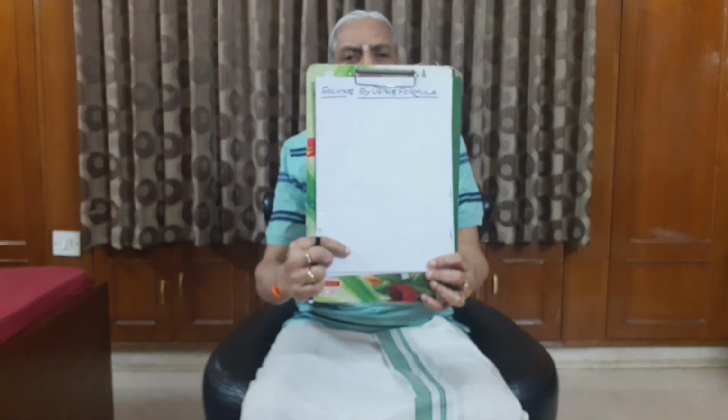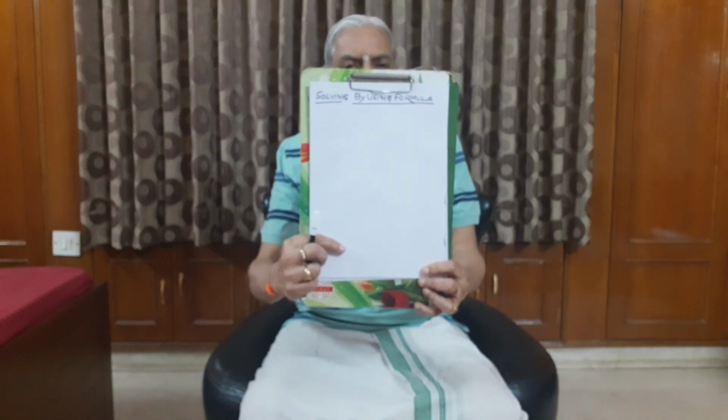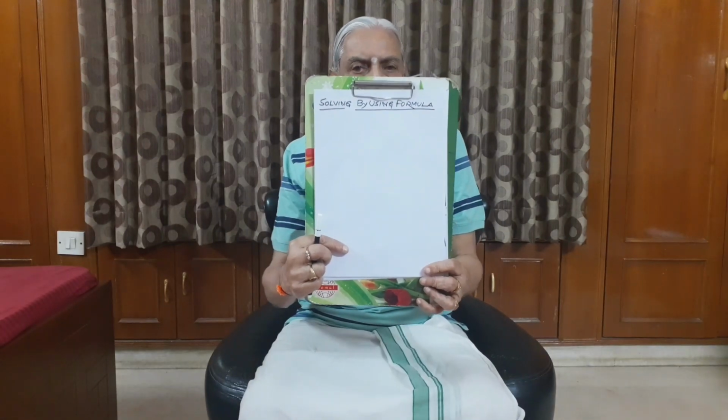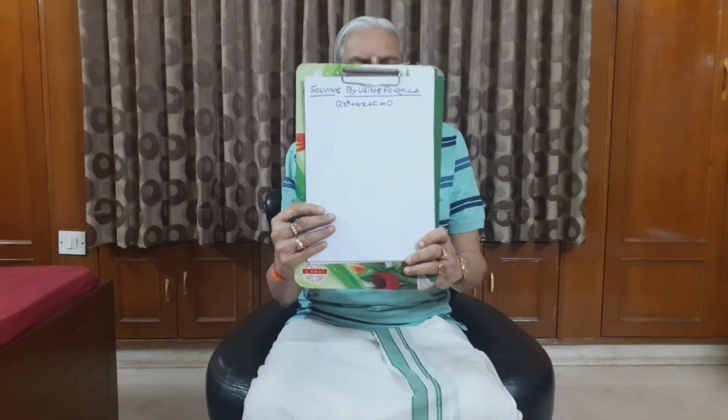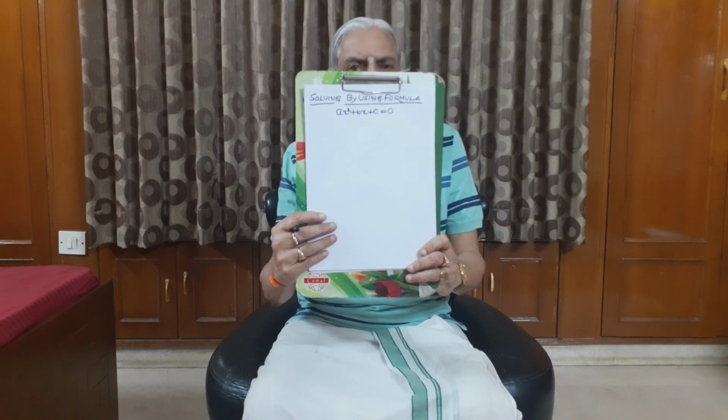Now I'll derive the formula. So, solving the quadratic equation by using the formula. Please write down: solving the quadratic equation by using formula. To start with, what is the standard form of a quadratic equation? You know it. It is ax squared plus bx plus c equals 0. Write it down. That is not the formula, that is the standard form of a quadratic equation.